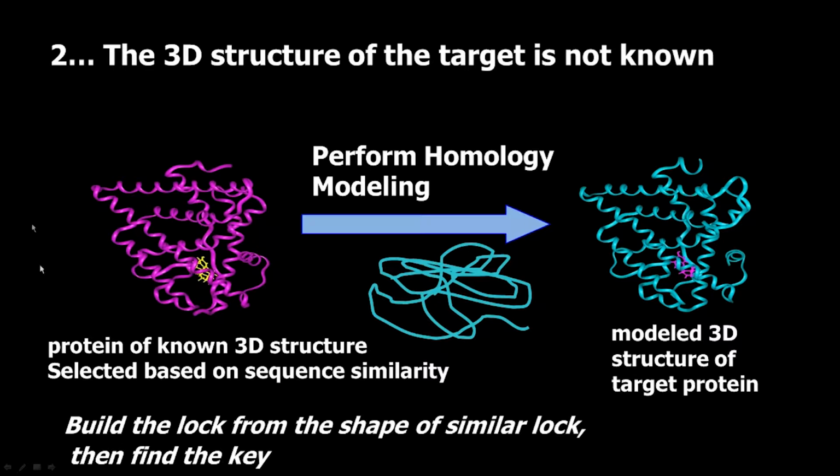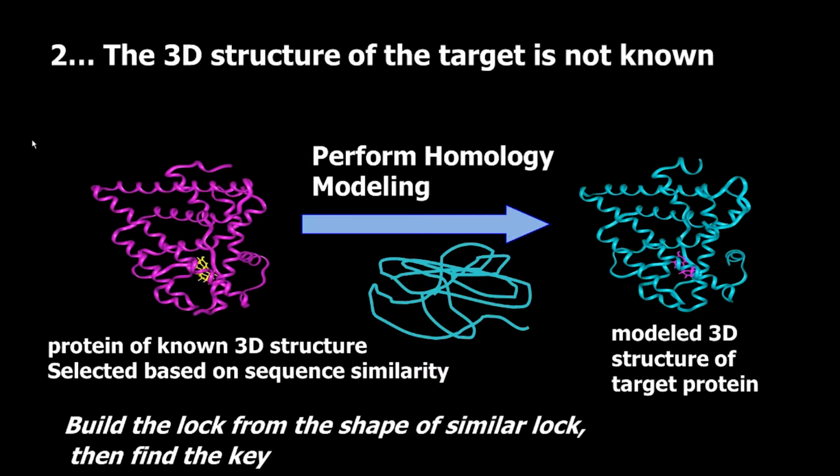Then I make the key. That means again I perform the ligand based docking and identify the key. So I build the 3D structure of the protein target based on the protein sequence and based on similar protein structures, and then I build the key.